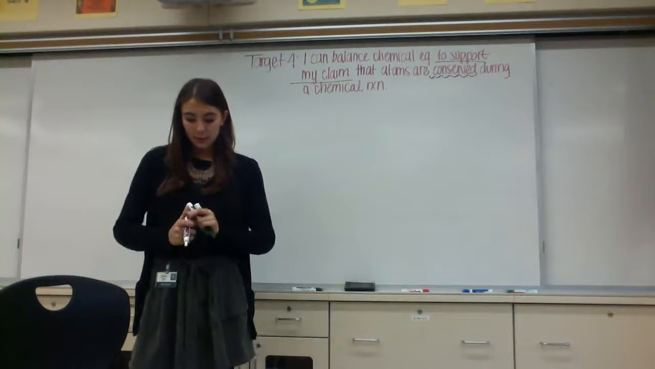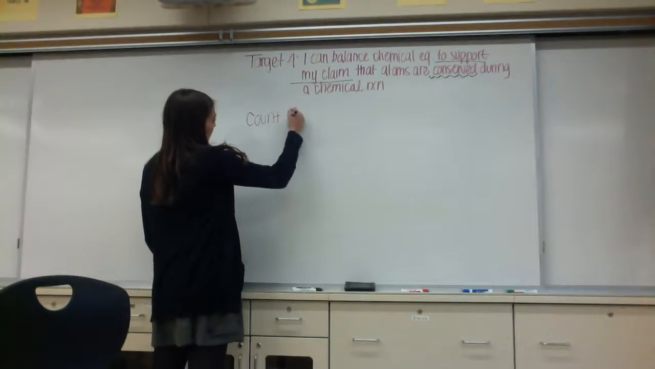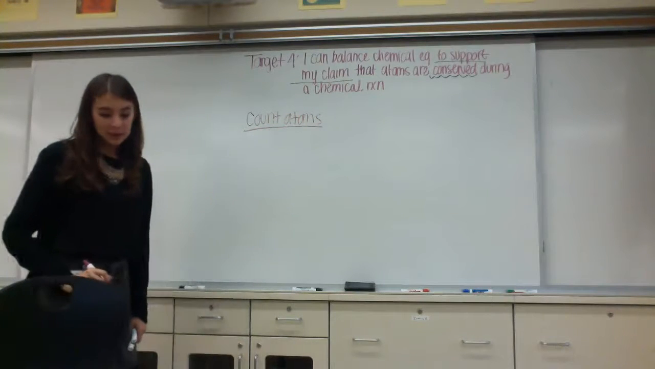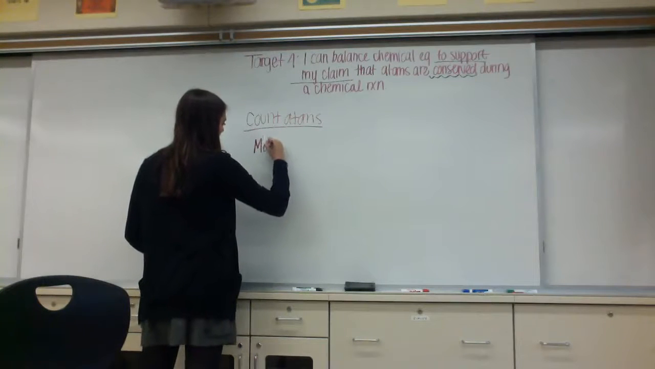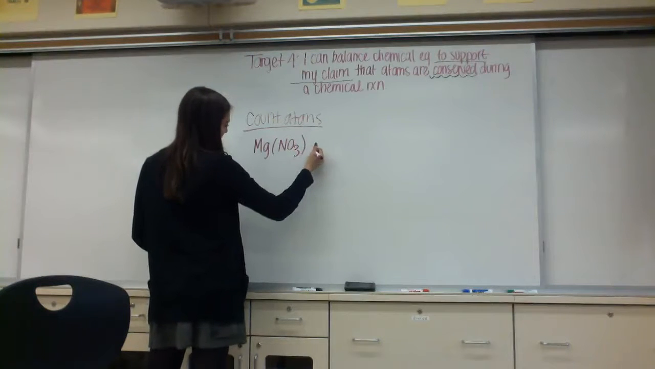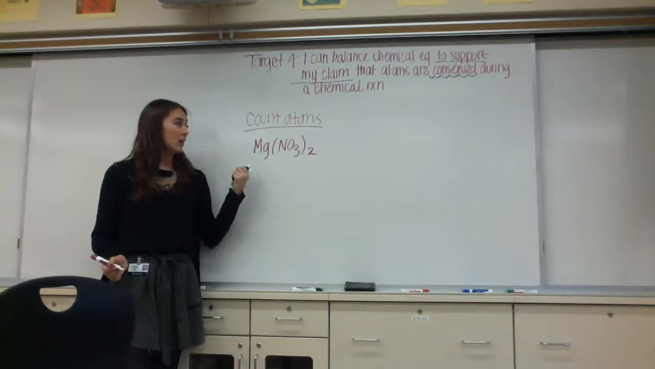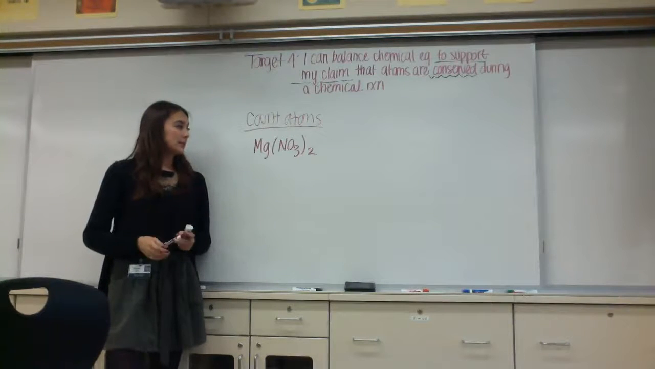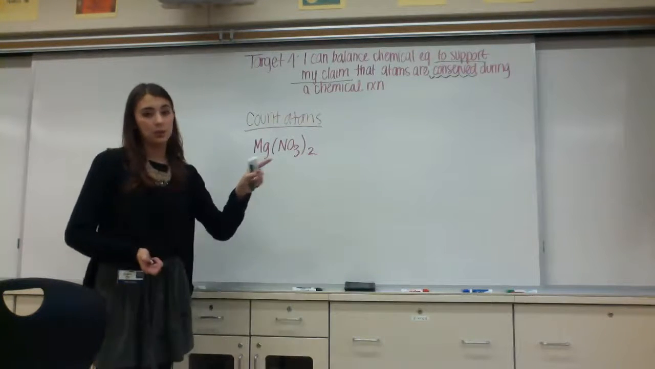So we have count atoms in each compound. That is my direction. Count atoms. The first compound that they give me is Mg(NO3)2. We know what this is, right? Because this is an ionic compound. I know this because Mg, we know that is a +2 charge, and then NO3, we know that's a minus charge. That's how they get Mg(NO3)2, okay?